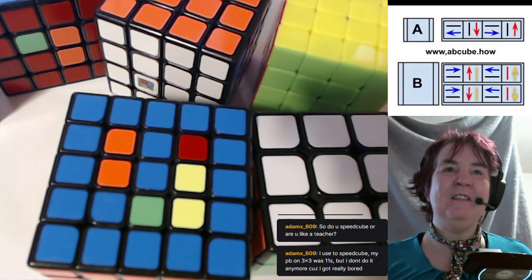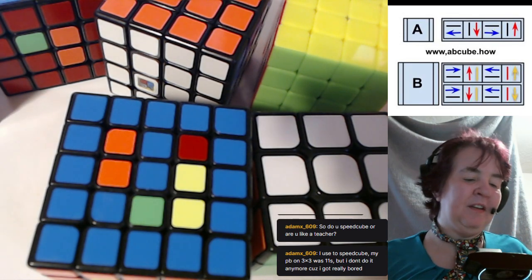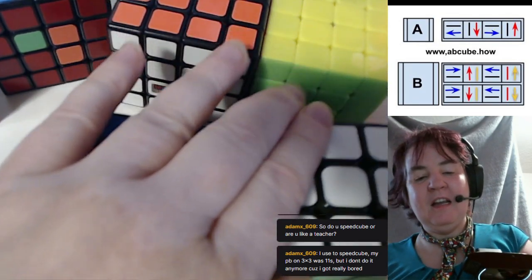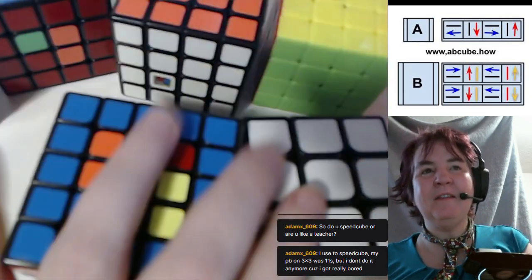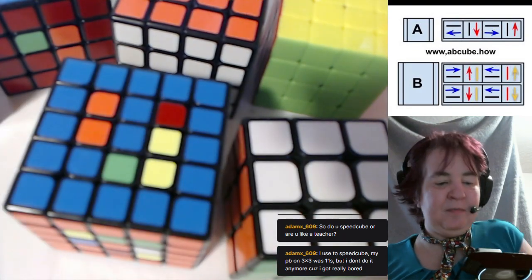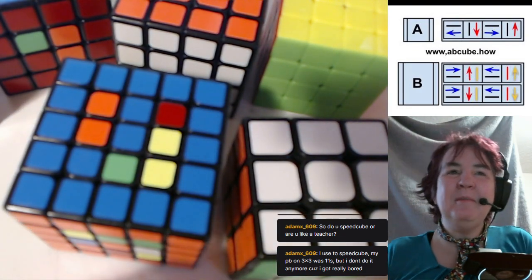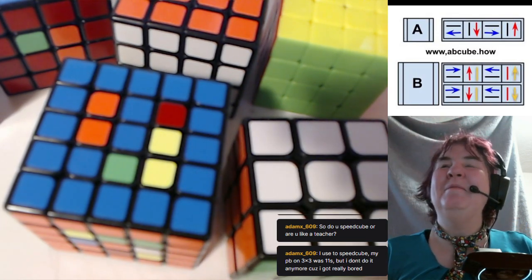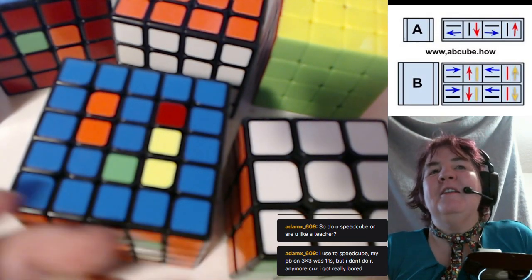But I've loved the cube since the 80s, and generally I found that cubers are just genuinely nice people, and they're all the same kind of weird that I am. So I'm here just to find my people.